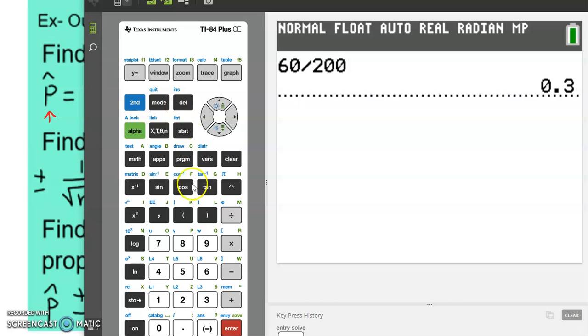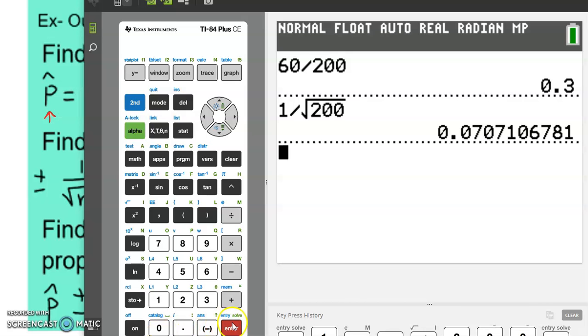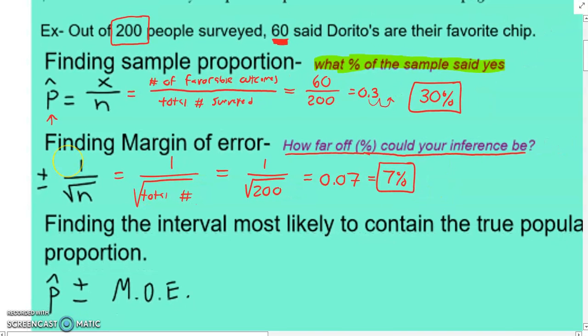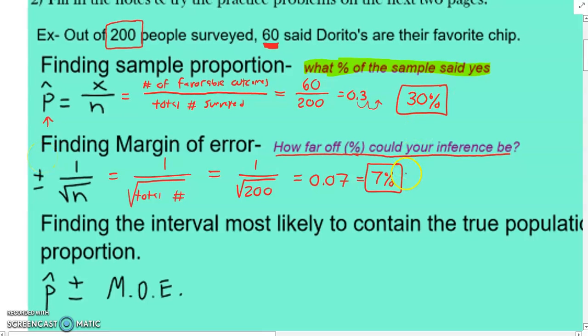Let's go to our calculator, which you now can see officially. 1 divided by the square root of 200. And we get 0.07. So that is the equivalent of 7%. Remember, I can multiply that by 100. So our margin of error is 7%. What that is saying is that most likely my answer is within 7% of the number 30%.